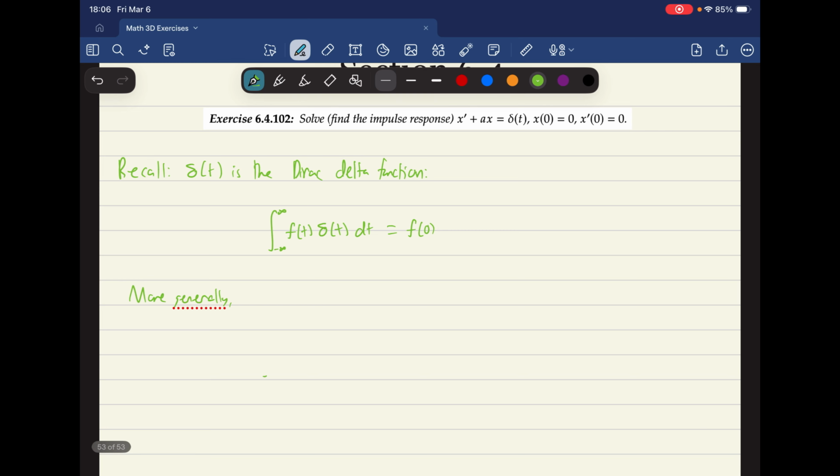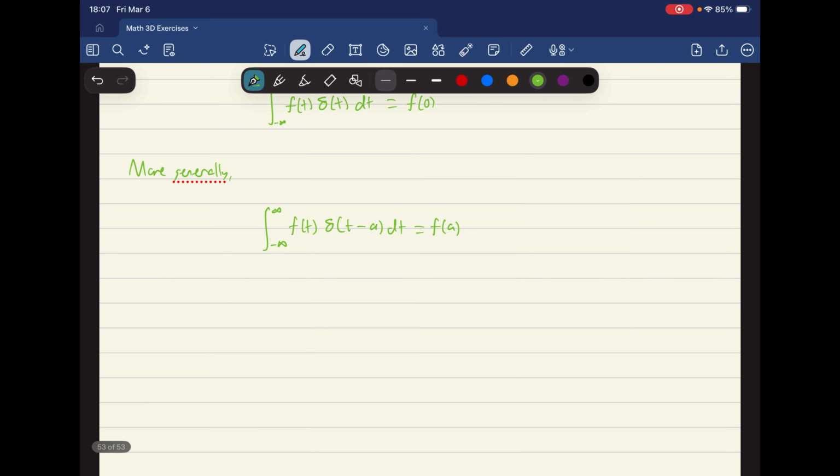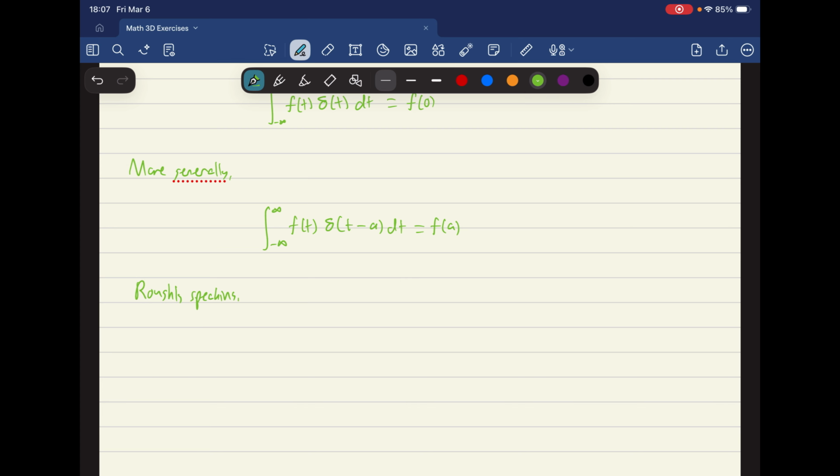if you take a function f of t, and you integrate it against a shifted delta function, so like let's say delta t minus a dt, this instead is going to give us the value at, you might guess, f of a. One way to see this is, roughly speaking, if we do a u sub, if we let u equal t minus a, then du equals dt.